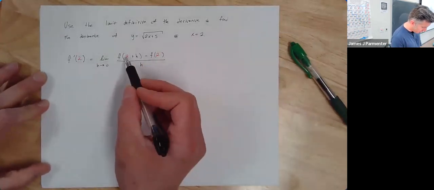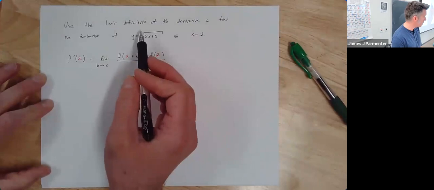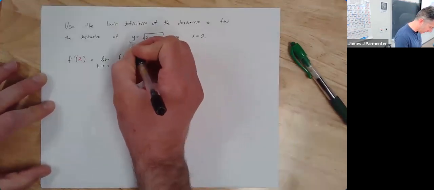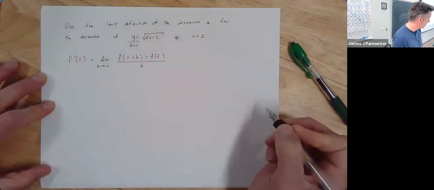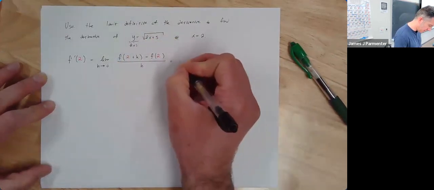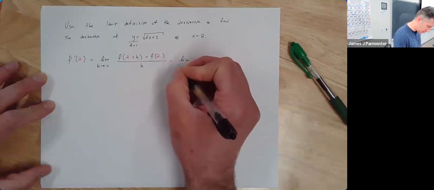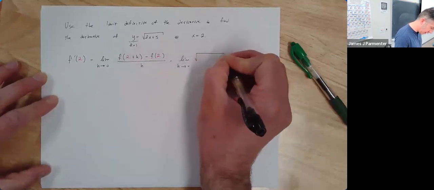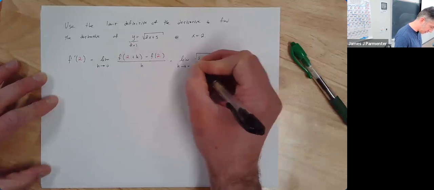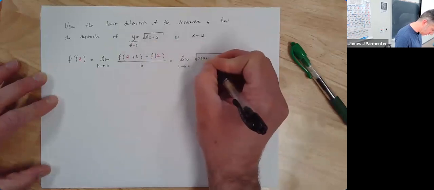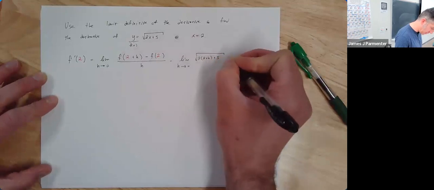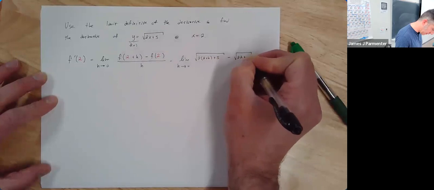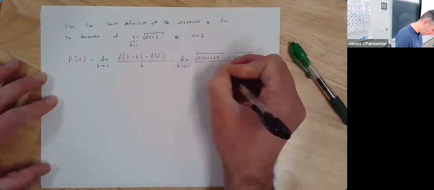All right, so then we're going to plug in these things to our function. So f of 2 plus h, this is our function here. This y is our f of x. So we're going to get the limit as h goes to 0. Let's see, f of 2 plus h is going to be the square root of 2 times, instead of x, I'm going to write 2 plus h, plus 5. Minus f of 2, which is the square root of 2 times 2 plus 5. All over h.